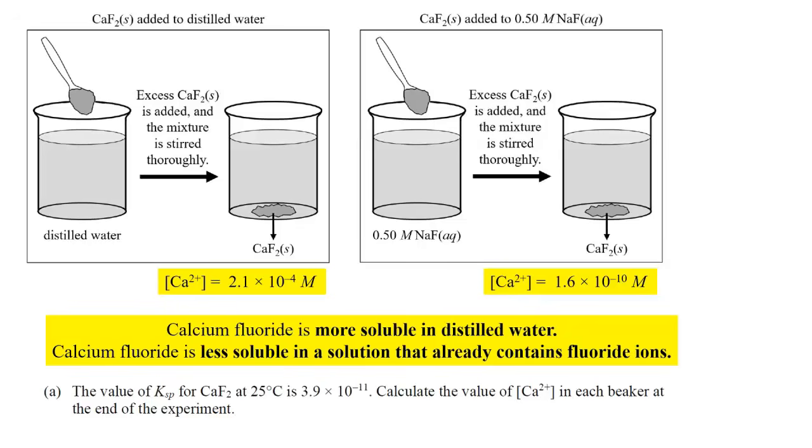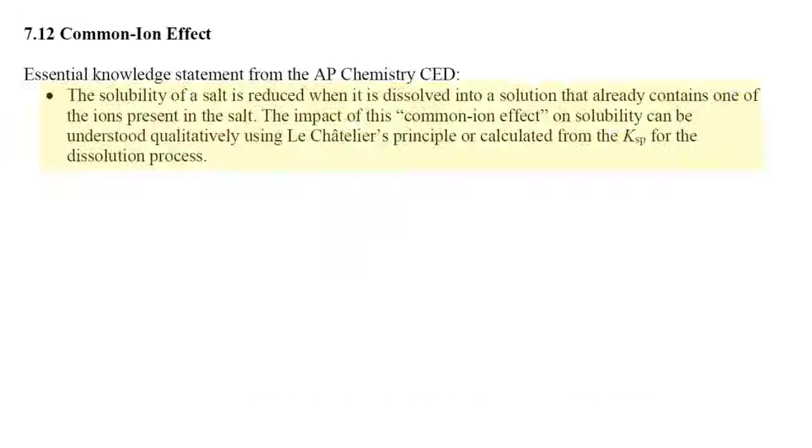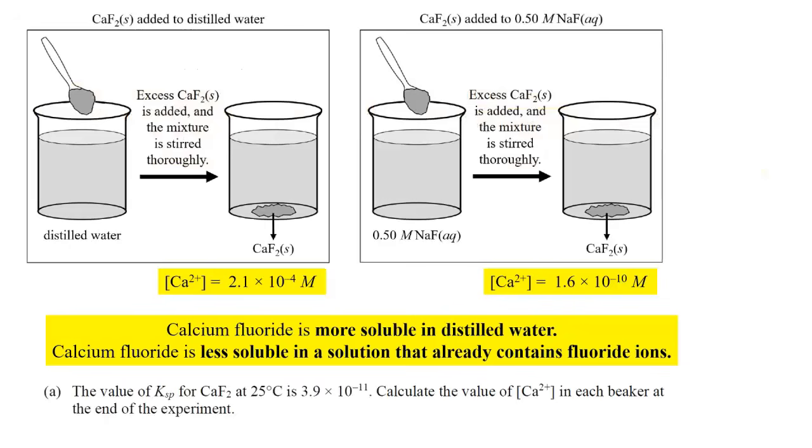contains fluoride ions. So according to the common ion effect, the solubility of a salt is reduced when it is dissolved into a solution that already contains one of the ions present in the salt. So the fact that calcium fluoride is less soluble in a solution that already contains fluoride ions, that's a great example of the common ion effect.